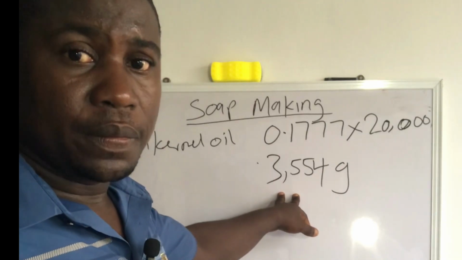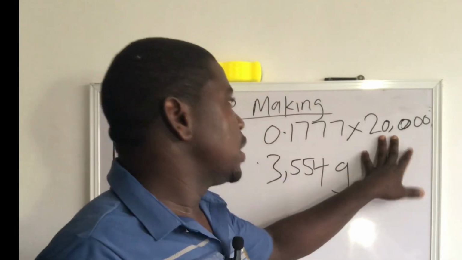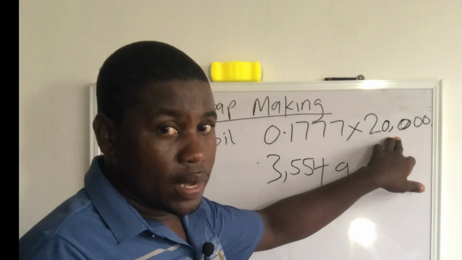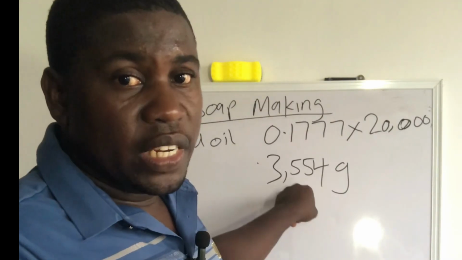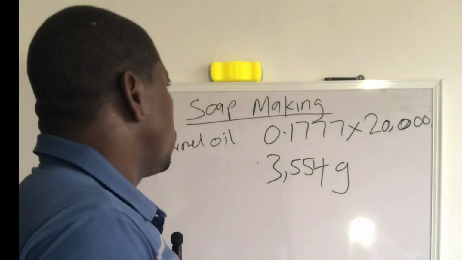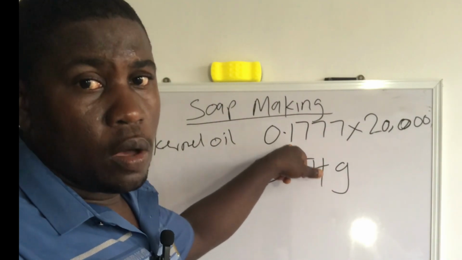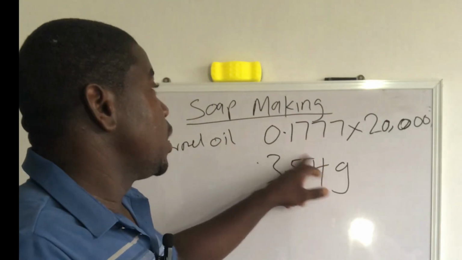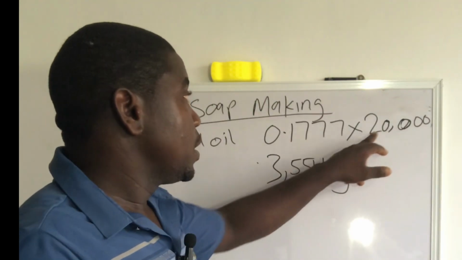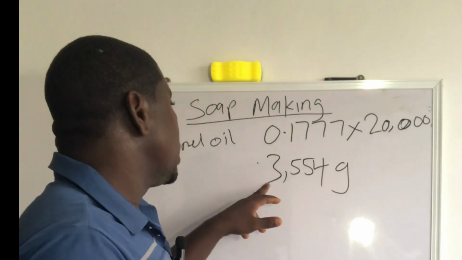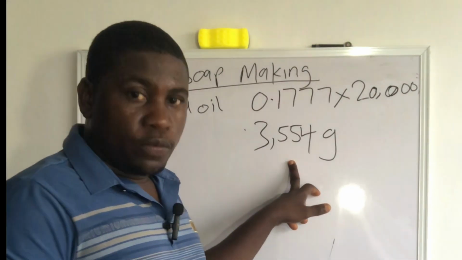I hope you are getting me. If we have 20,000 grams of palm kernel oil, and we want to know the amount of caustic soda we will be needing for the production, what we do is look for the saponification value of the palm kernel oil, then multiply it by the grams of the oil. What it gives us will be the amount of caustic soda we'll be using for the production.